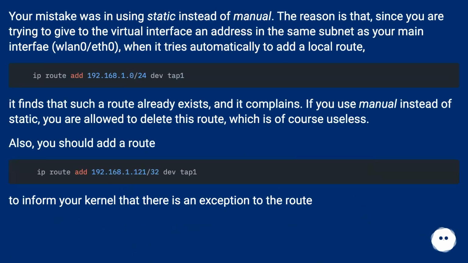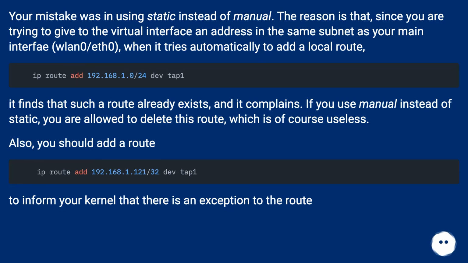Your mistake was in using static instead of manual. The reason is that, since you are trying to give the virtual interface an address in the same subnet as your main interface, LAN 0/eth0, when it tries automatically to add a local route, it finds that such a route already exists, and it complains.